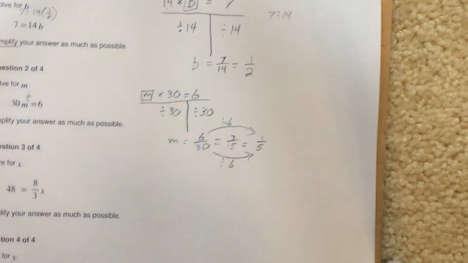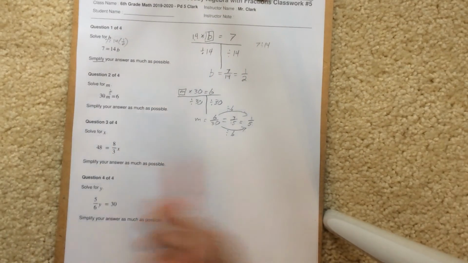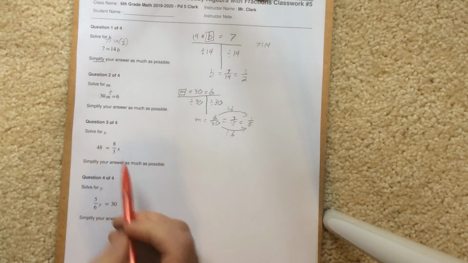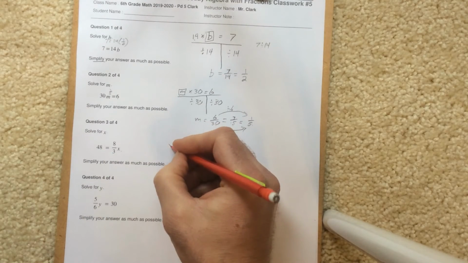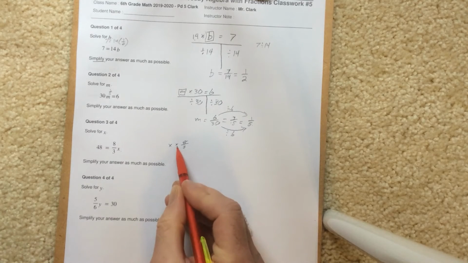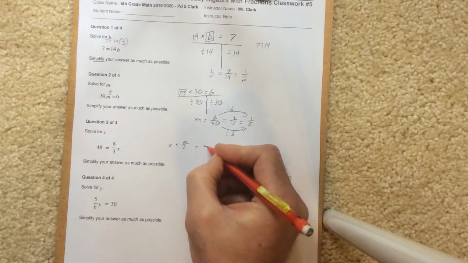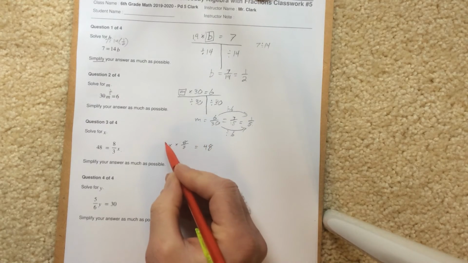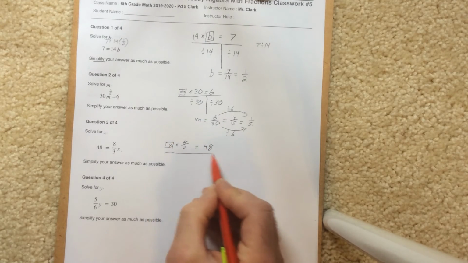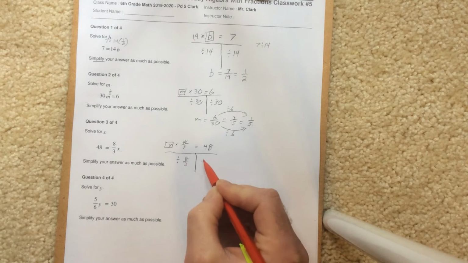Let's see if I can zoom in a little bit. Maybe too much. 48 equals 8/3 x. So x times 8/3. I don't like using multiplication symbol, I know, because it looks like 2 x's, equals 48. So I want to isolate my variable. I want to get the x all by itself. So I'm going to divide both sides by 8/3.